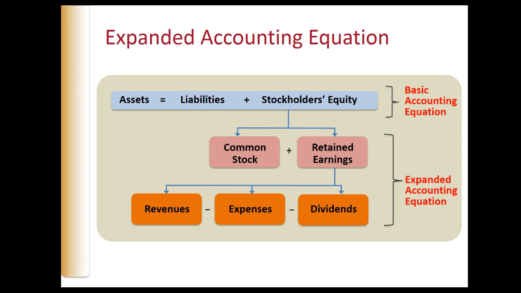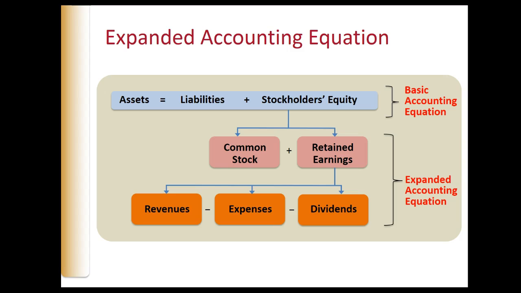We've got revenues, we've got expenses, and we also have dividends. Revenues get added to stockholders' equity. That's because revenues increase net income, and net income increases the stockholders' equity claims to the resources. So an increase in revenues has the effect of increasing stockholders' equity in the basic accounting equation.